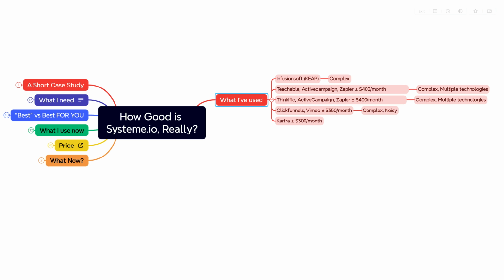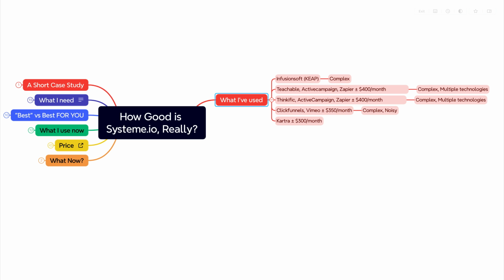This is a summary of the tools I've used over the past decade. Infusionsoft, now known as Keap, is a wonderful product, but my lord, I found it complex and expensive. After a few years of struggling, I moved to a combination of teachable.com as the course platform, ActiveCampaign as the email marketing engine, and Zapier to tie them together. This involved a range of different technologies, each of which changed at different times. I got it right. I made money, but it was complex.